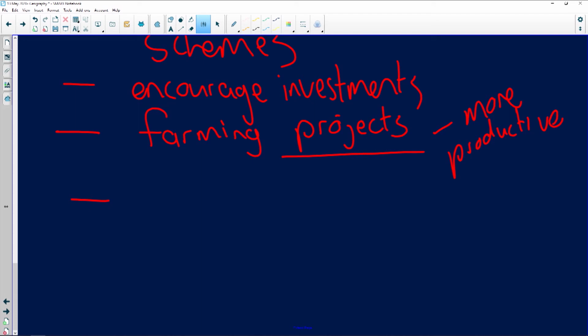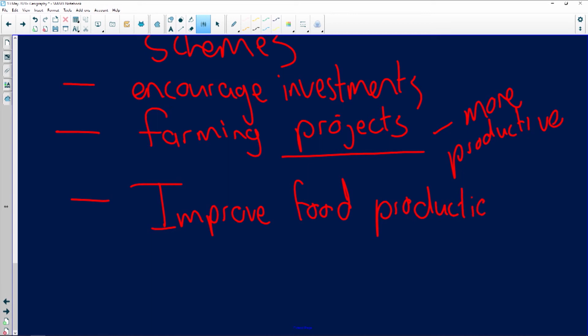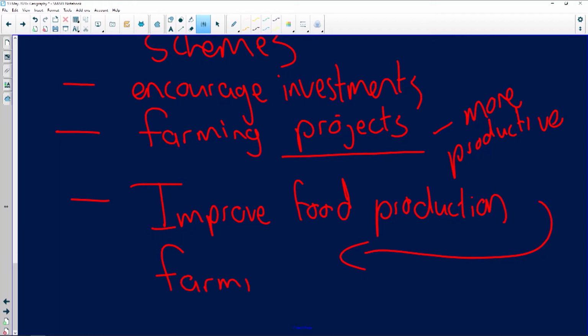Okay, for instance, what else can we do? We can improve food production. And how do we do that? Like I've mentioned, the same as the projects, we can improve farming methods and techniques. Now keep in mind, we need to improve. There's new technology every single day. So we can apply this technology, right, to make 100% sure that we can improve our crop production.